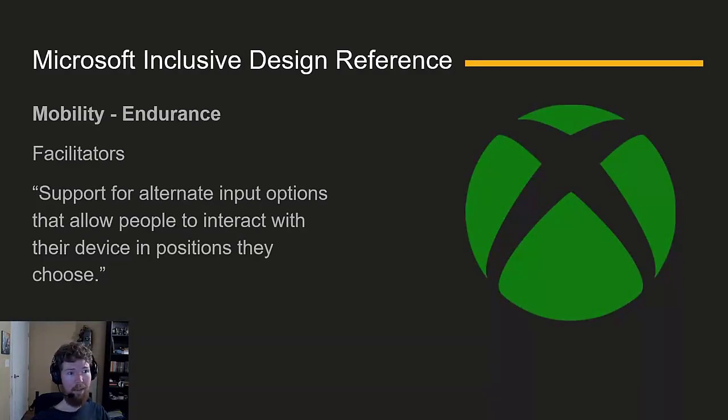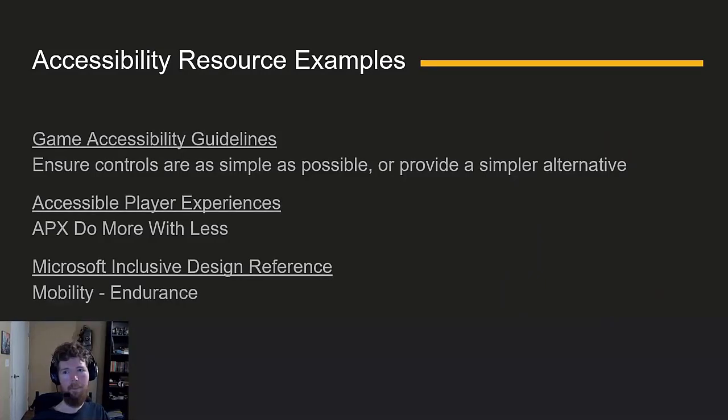And last but certainly not least, we have the Microsoft Inclusive Design Reference. This reference material helps identify potential barriers for players and does a great job providing a holistic view of inclusive design. The category I highlighted here is the mobility endurance section, which outlines what barriers someone with a mobility disability may face. So all three of these examples sort of broadly gesture at the same idea, that simpler controls can be more accessible to players.